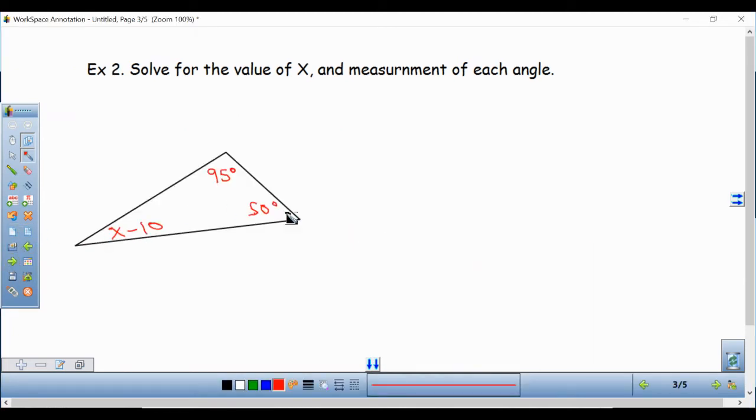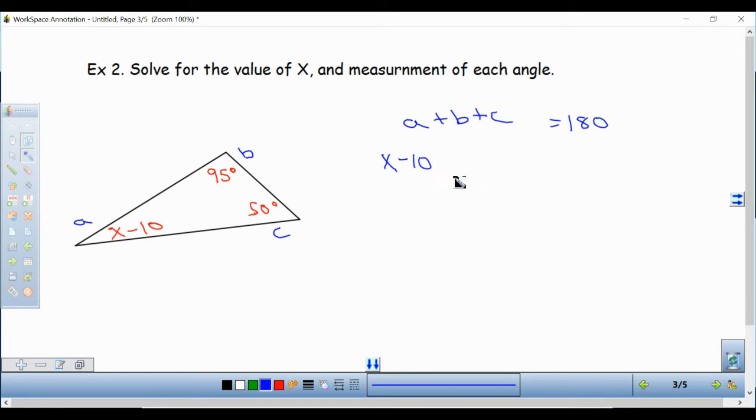If you want to pause it and see if you can figure this one out on your own, be my guest. Once again, we have a triangle, therefore I know it equals 180 degrees. What equals 180 degrees? The combination of angle A, angle B, and angle C. So A plus B plus C equals 180 degrees. I'm going to substitute the measurements for these angles. I'm given angle A is x minus 10. I'm going to add that with angle B, which is 95 degrees, and angle C, which is 50 degrees. All that equals 180.